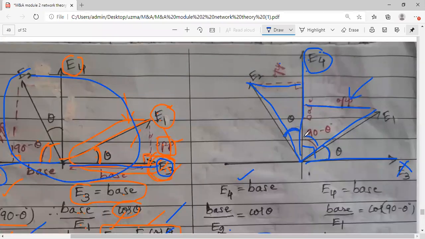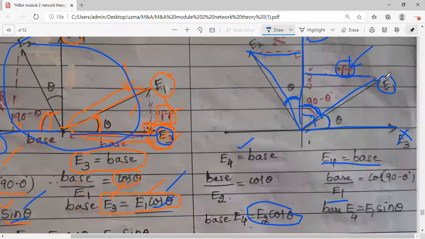Similarly, coming to this triangle, what is the angle? It is 90 minus theta. The line opposite the angle is the opposite side. Again I am not interested in the opposite because it is unknown to me. I know E1 and E4, the hypotenuse and the base. So what I will do is calculate cos theta again. E4 is your base. Base by hypotenuse is equal to cos of the angle. The angle is 90 minus theta. So cos of 90 minus theta is, see, base is E4. E4 is equal to E1 times 90 minus theta, which is sin theta.